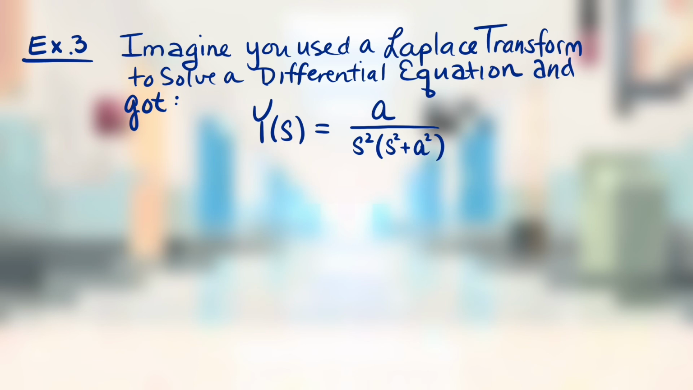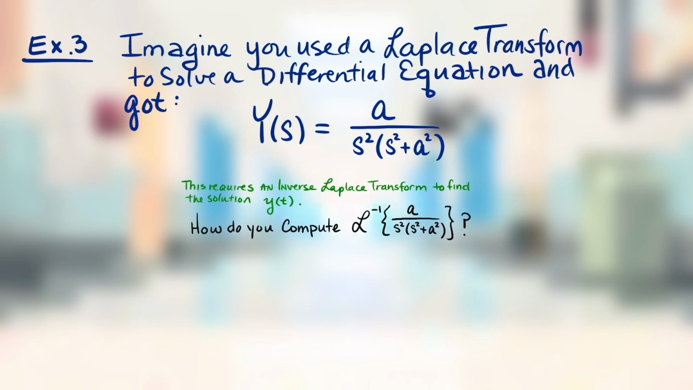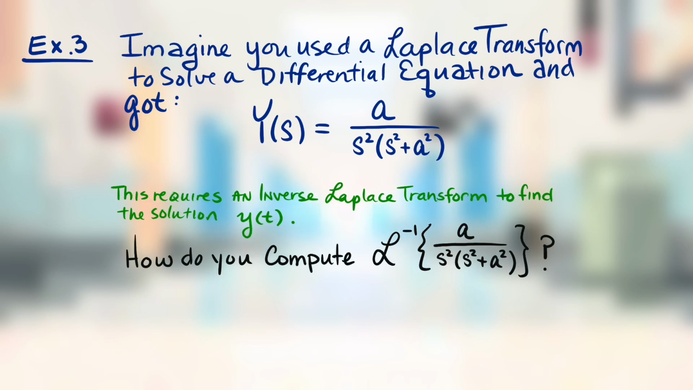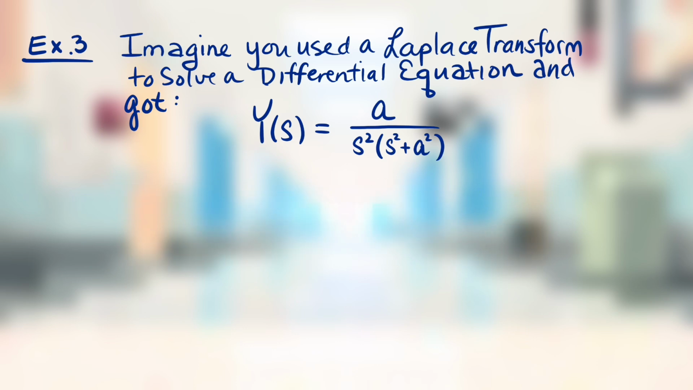And if we imagine that we used a Laplace transform to solve a differential equation and got this as our answer, capital Y of s is equal to a over s squared times s squared plus a squared, we would be required to use an inverse Laplace transform to compute the solution to that differential equation. So the inverse Laplace transform of a over s squared times s squared plus a squared. And how do you find that?